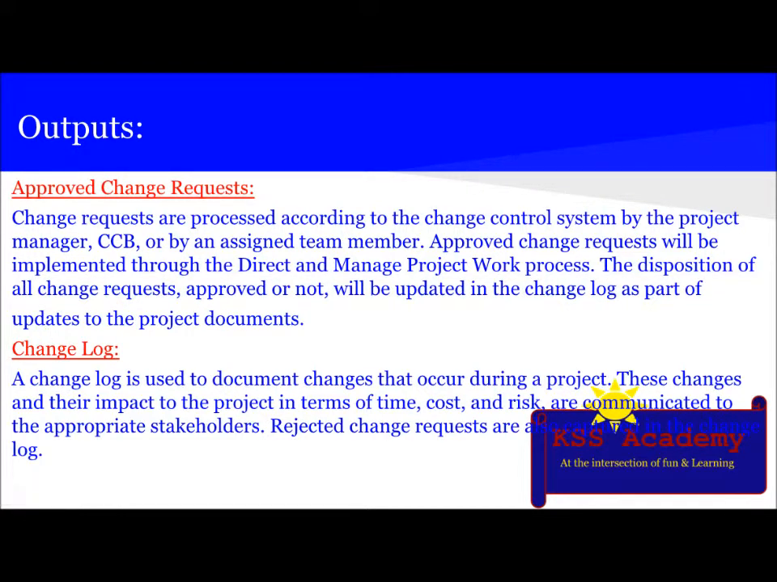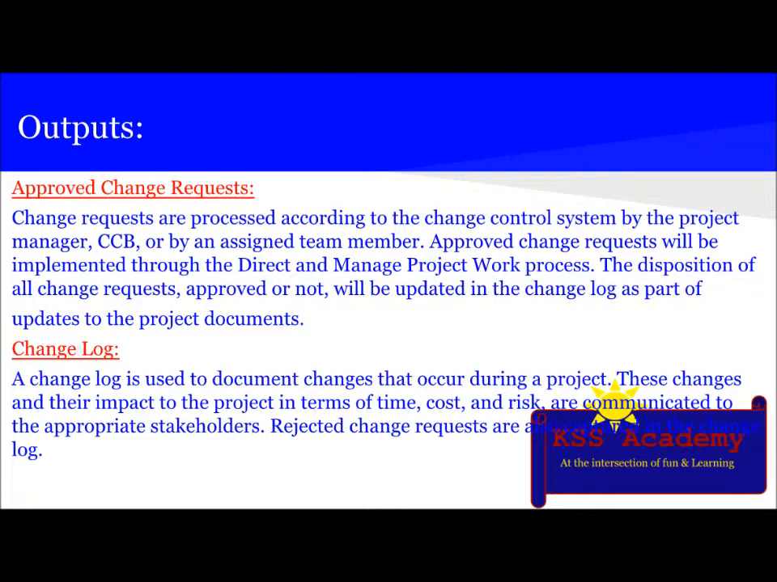So let's see the outputs once again. So the first output is approved change request. Change requests are processed according to the change control system by the project manager, CCB, or any assigned team member. Approved change requests will be implemented through the Direct and Manage Project Work process. The disposition of all change requests, approved or not, will be updated in the change log as a part of updates to the project documents.